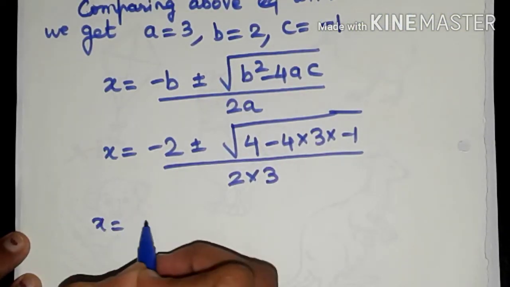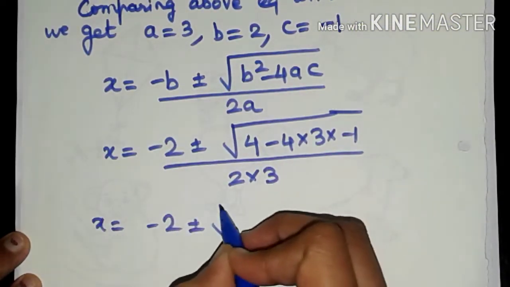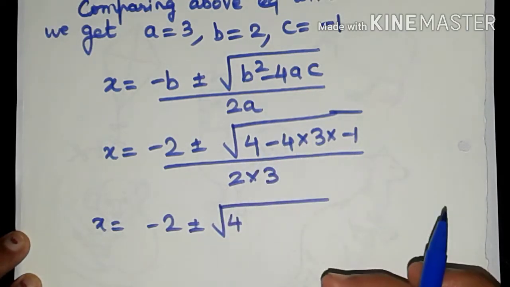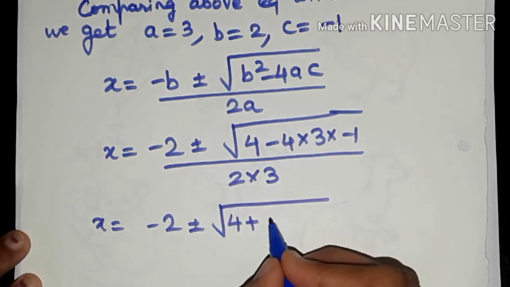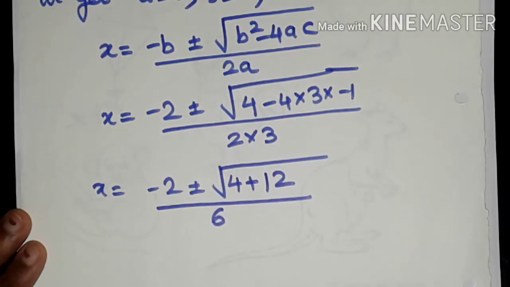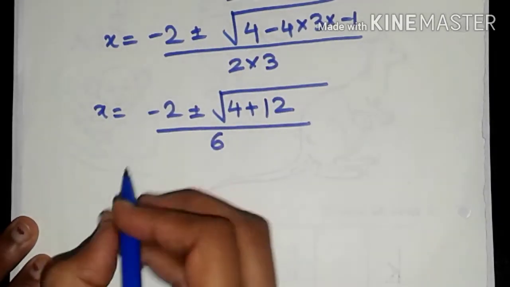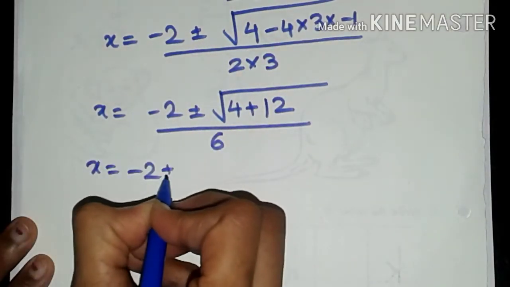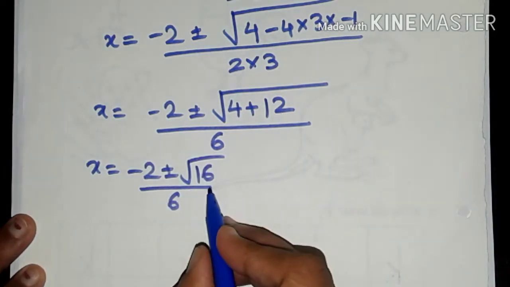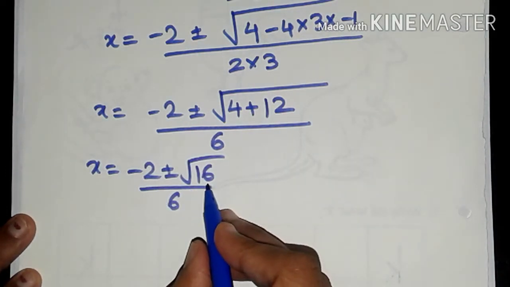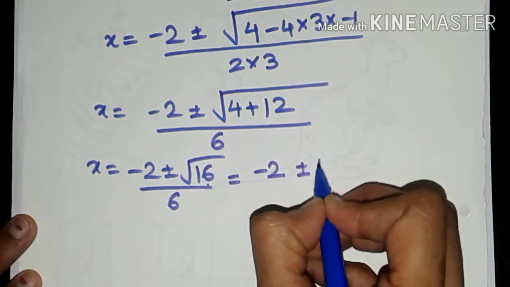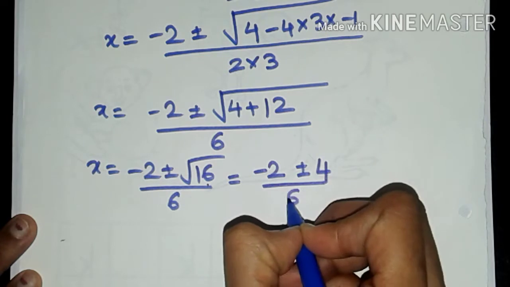Now let's see what happens inside the root. Okay, so minus and minus, you will get plus. 4 3s are 12. This will be 6 in the denominator. So let us see now. Root of 16 divided by 6. So what is the square root of 16? Yes, it's 4. So we'll get minus 2 plus or minus 4 upon 6.